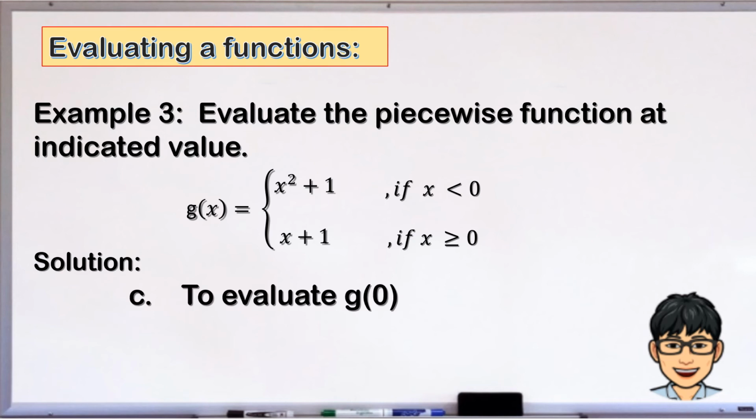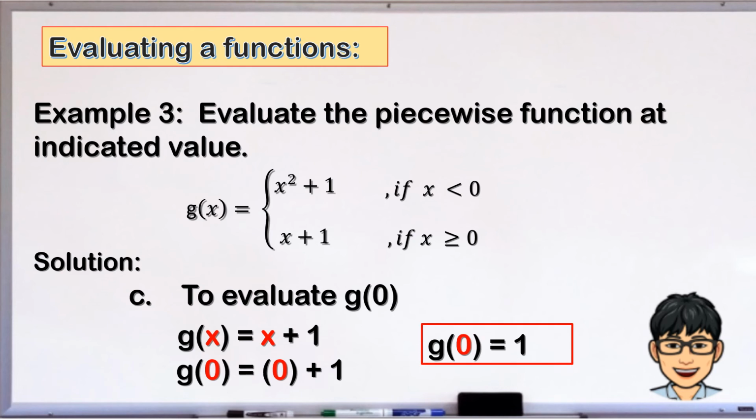Okay, let us have g of 0. 0 belongs to x is greater than or equal to 0. Kaya ang gagamitin nating function ay g of x equals x plus 1. So, lahat ng x kay g of x ay gagawin nating 0. So, we have g of 0 is equal to 0 plus 1. So, therefore, g of 0 is equal to 1.